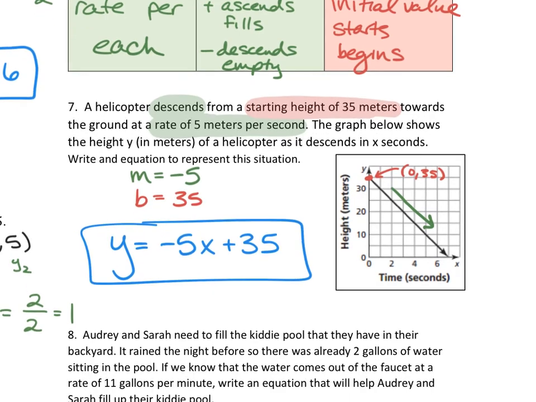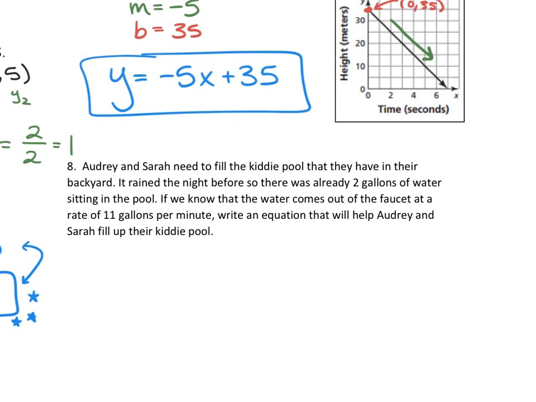You guys will help out with the next problem. Audrey and Sarah need to fill the kiddie pool that they have in their backyard. It rained the night before, so there was already 2 gallons of water sitting in the pool. If we know that the water comes out of the faucet at a rate of 11 gallons per minute, write an equation that will help Audrey and Sarah fill up their kiddie pool. You guys have this one. Pause the video and give it a shot.